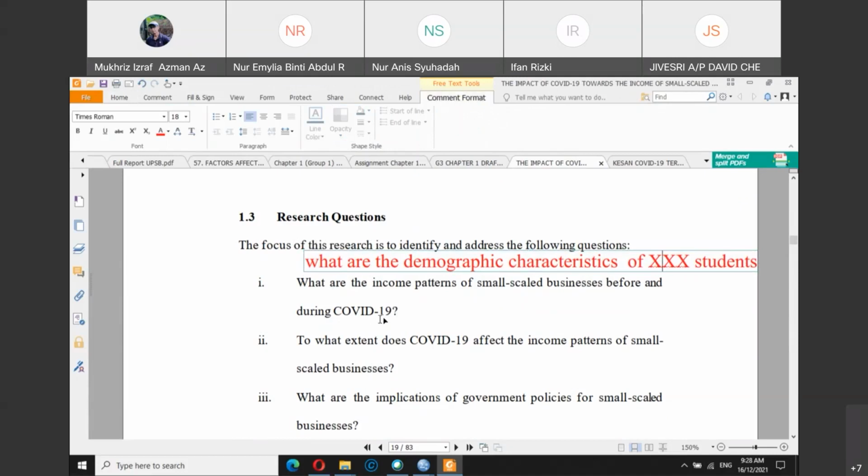Okay, so for research question number 2, it should be similar across all groups, even though your topic is different. Research question number 2 and 3 will focus mainly on your Likert scale components. So for example, wait, let me check whether you can write that way or not.